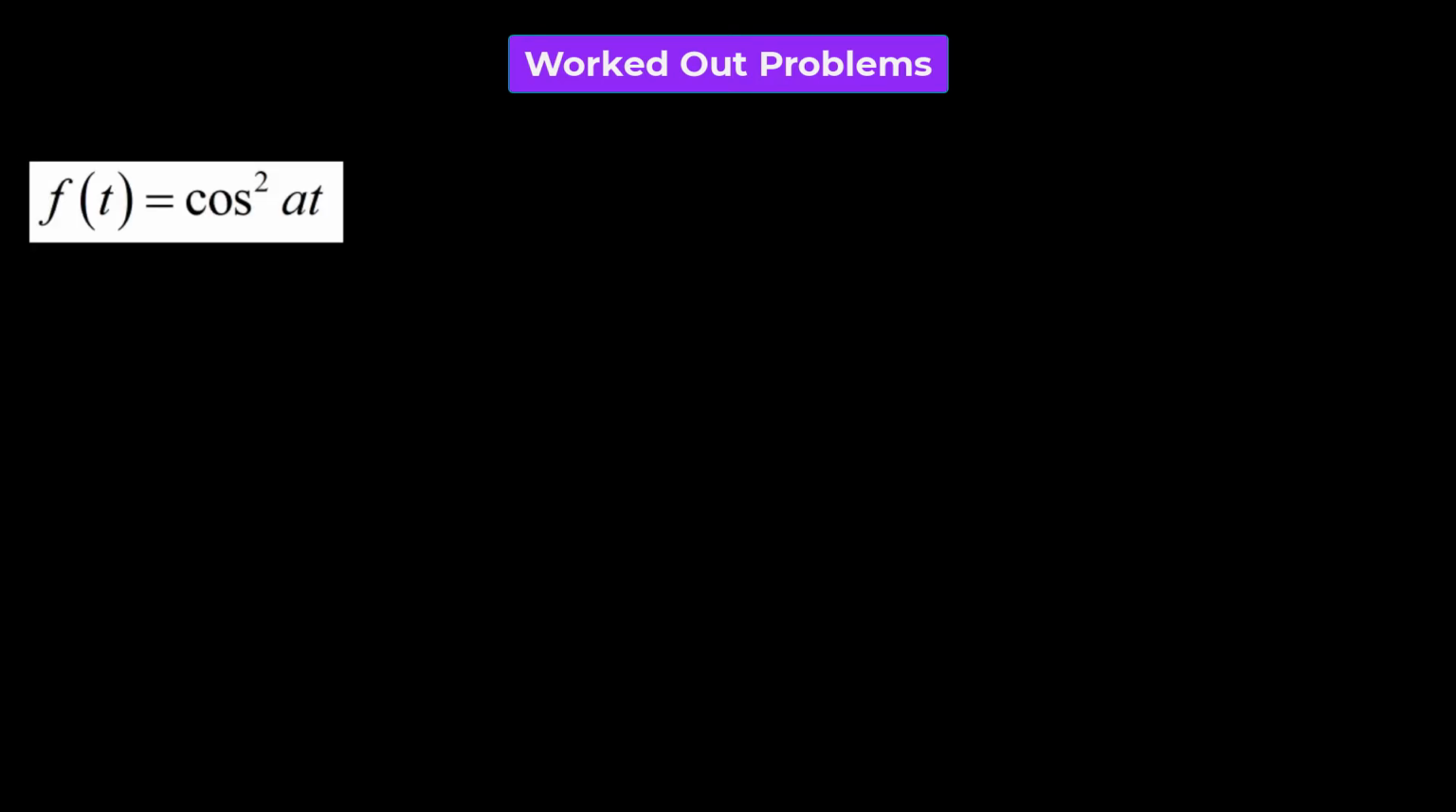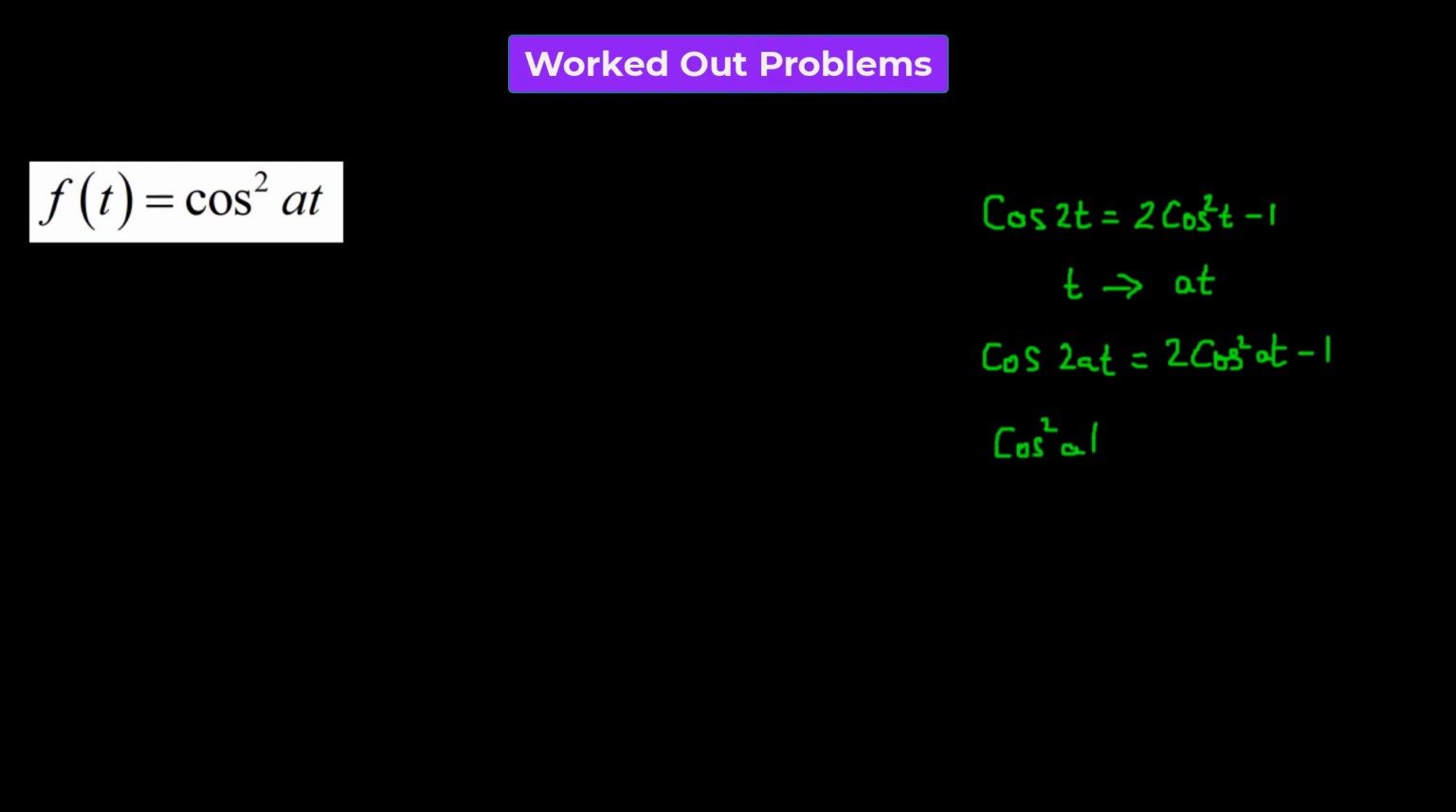So here we have the function cosine squared at. Now this problem is quite similar to the previous one. We had cosine squared t. So we know that cosine of 2t is equal to 2 times cosine squared t minus 1. Now we're going to substitute t with at. So our identity becomes cosine of 2at equals 2 times cosine squared at minus 1. Now solving for cosine squared of at, we get (1 plus cosine of 2at) divided by 2.